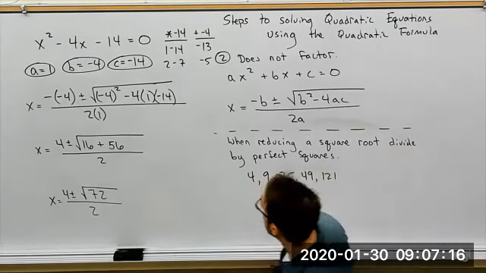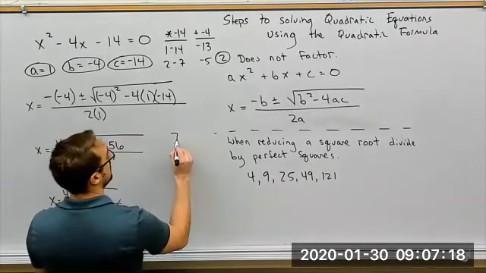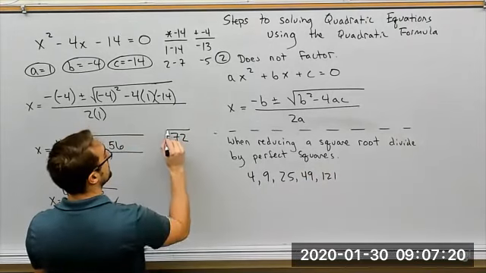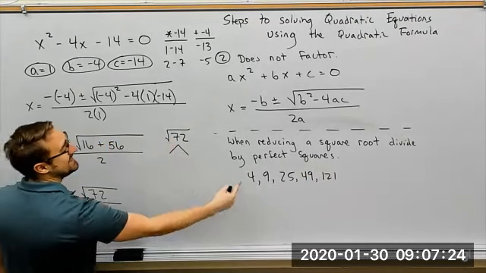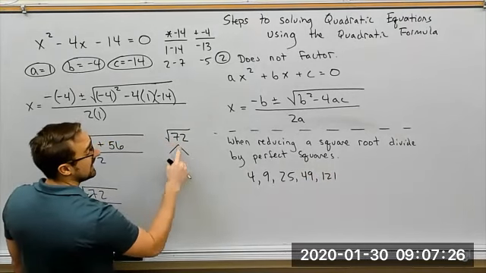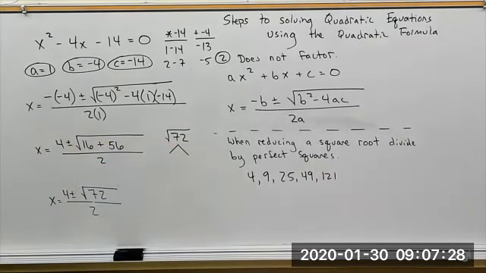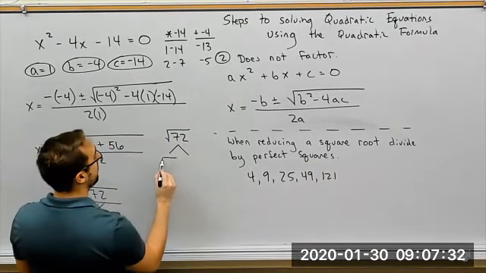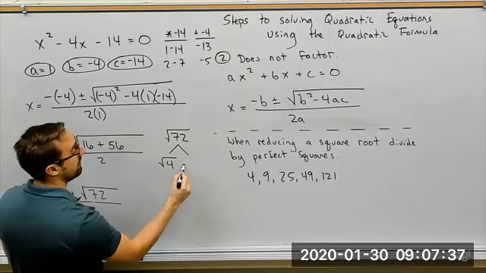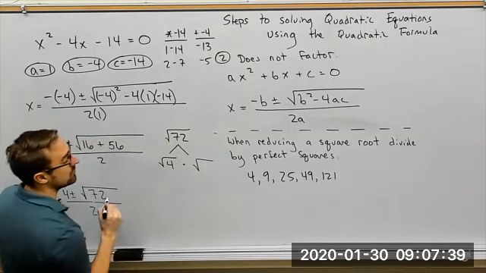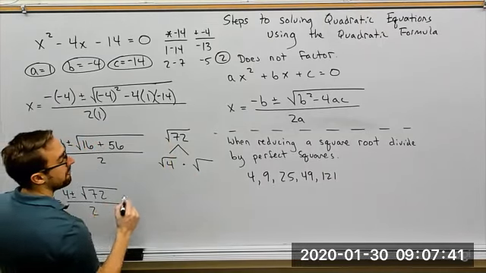Okay, so we're going to take the square root of 72, and we're going to reduce it. 72 is divisible by 4. So the square root of 72 is the same thing as the square root of 4 times the square root of 18.